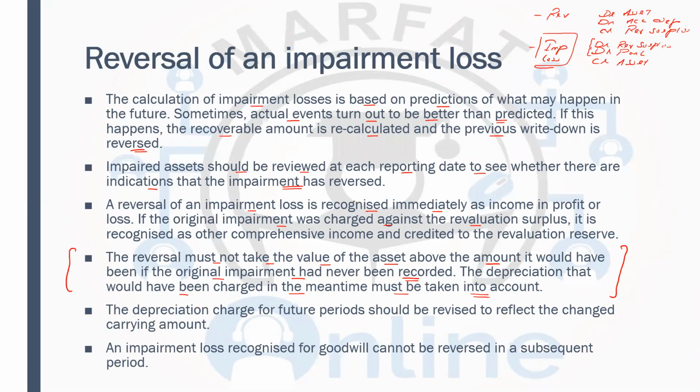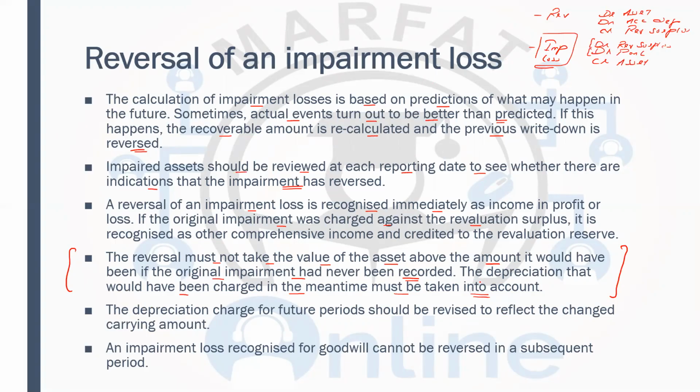And now again, we are going to read these lines. The reversal must not take the value of the asset above the amount it would have been if the original impairment had never been recorded. That means you cannot take the asset beyond the value if there was no impairment.